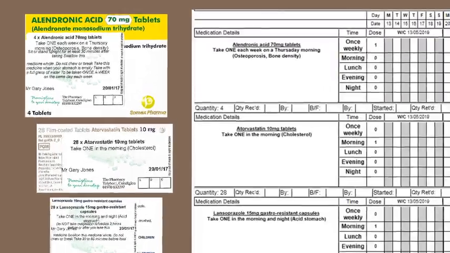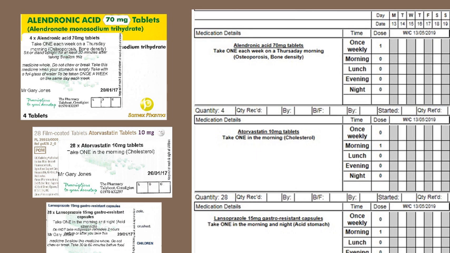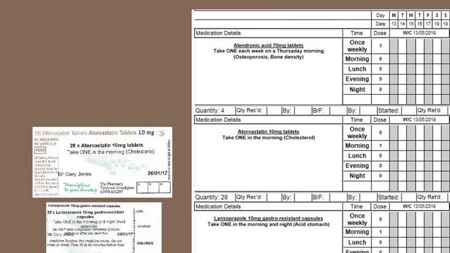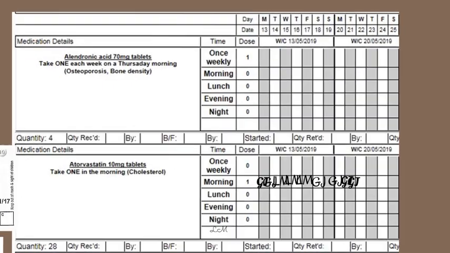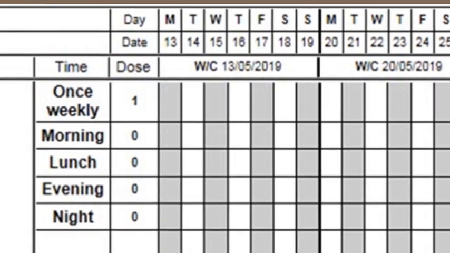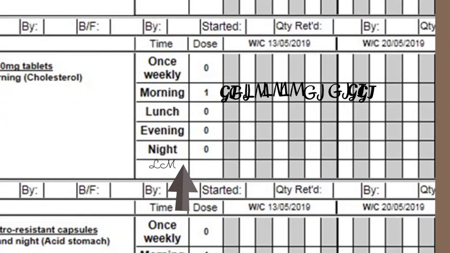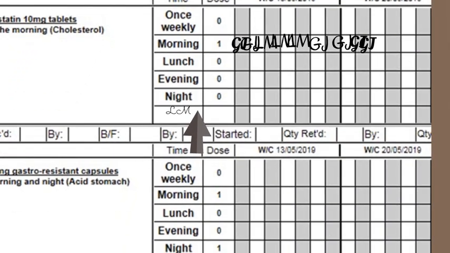In this case, it is Monday the 23rd and the alendronic acid is not to be dispensed today. Place the medication back in the storage box out of the way. The time is morning. Look at the date, which is Monday the 23rd. Take note that the previous day dosages have been signed and that today's dose has not been administered, as there is no signature in the slot.